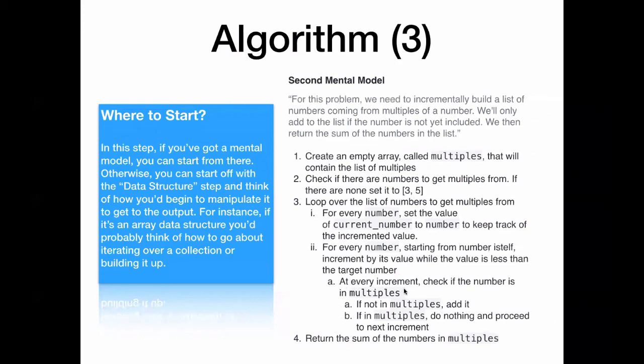So at every increment, check if the number is in multiples. If not in multiples, add it. If in multiples, do nothing and proceed to the next increment. So that's the mental model of incrementally building the list and only adding to it if it doesn't exist. Again, this is not to say that this is the only algorithm possible for that mental model.